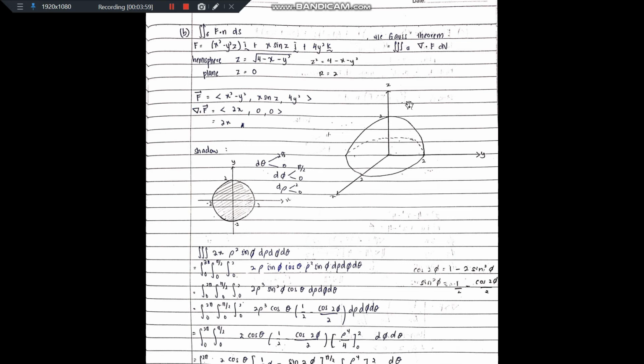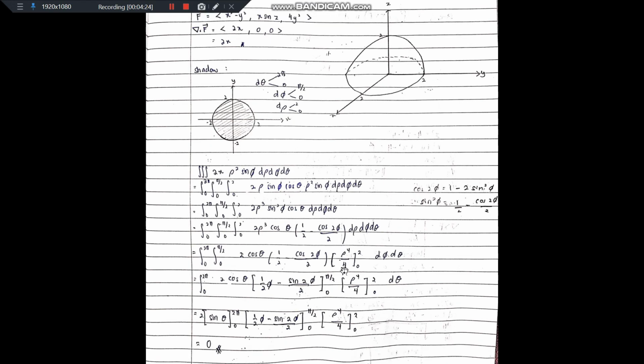Then we have to sketch the hemisphere and find the shadow to get the limits of d theta, d phi, and d rho. This we can refer to the notes of chapter 3 on triple integrals. So we can substitute all the values into this triple integral, and then we get the answer, which is 0.